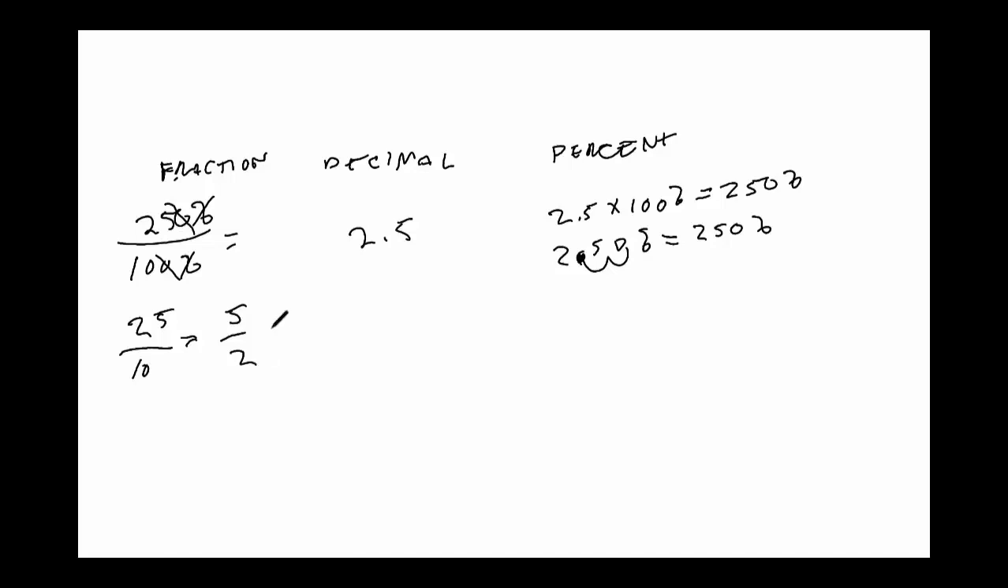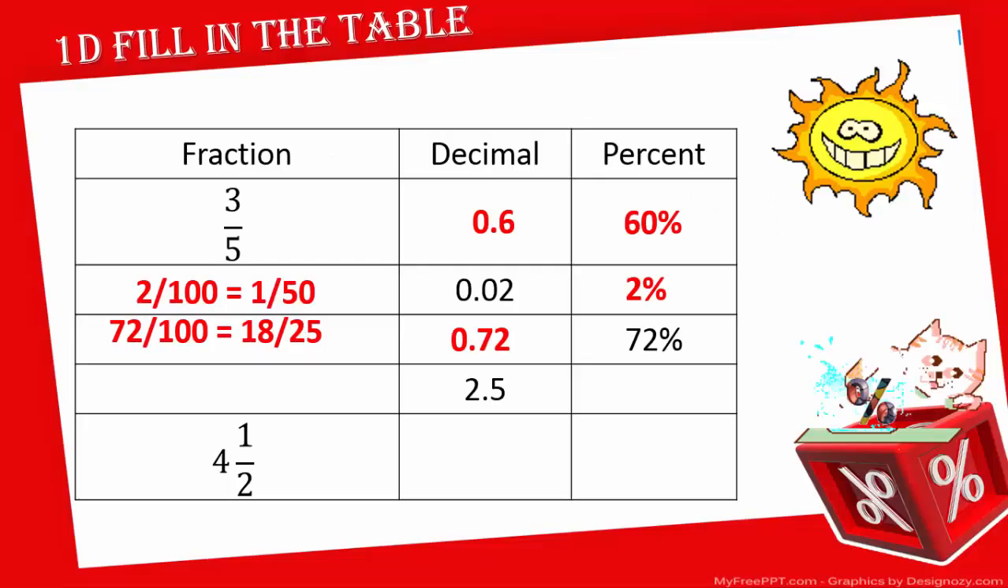And if I'm going to now make this into a mixed fraction, a whole number plus a fraction, that means 2 goes into 5 2 times, and there's a remainder of 1/2. So that means that 250% is the same thing as 2.5, which is the same thing as 2 and 1/2.